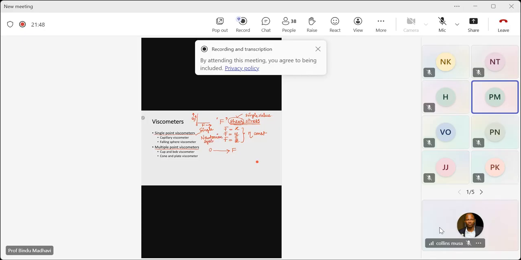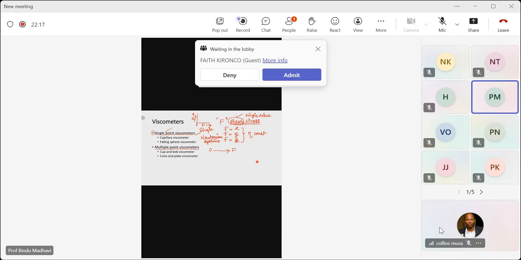Exactly. Newtonian systems don't show any change in viscosity, whether you increase shear stress or decrease shear stress. Viscosity remains constant. There is no need for us to measure viscosity at 0, at 1, at 10, at 100, and at 50. Wherever you measure, the viscosity is going to be constant. That is the reason single point viscometers can be used to measure the viscosity of Newtonian systems.